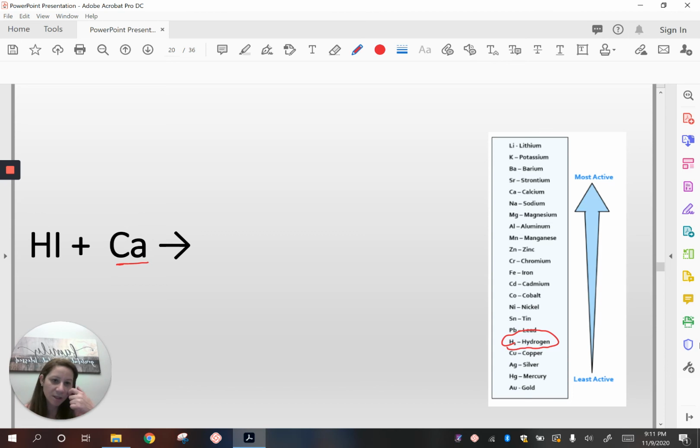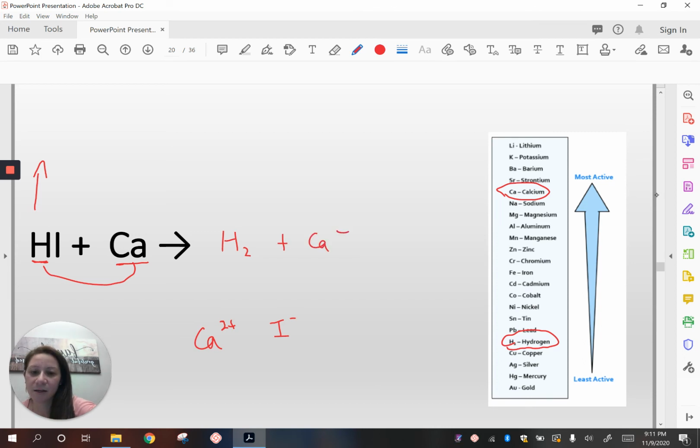So there's hydrogen. Let's find calcium. Calcium is right here. You say, which one's more reactive? Calcium is more reactive. Is it in a compound? No. So that means a reaction will occur. So calcium will come in. It will kick the hydrogen out. So now hydrogen's all by itself. Remember, hydrogen is diatomic, so it's H2. And then we're going to form a compound between calcium and iodine. So calcium is 2 plus, iodide is I minus. So CaI2. To balance it, we need 2 of these.